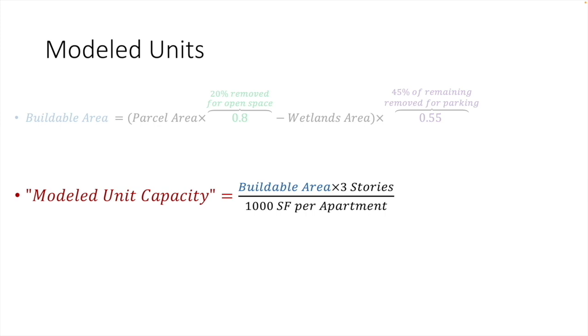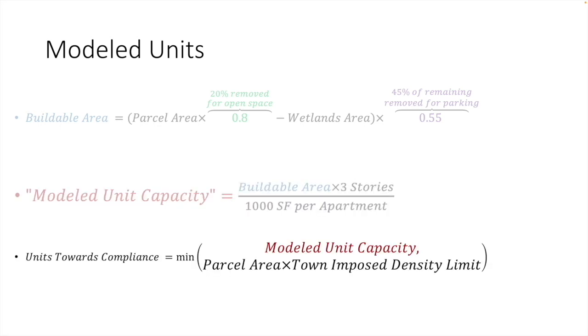The compliance model then compares the modeled units with the town-imposed restrictions on the density. For example, if the proposal restricted density to 20 units per acre, then no more than 40 units could be built on a 2-acre plot. The number of units that count towards compliance is the minimum of these two measures, that is, of the modeled units and the units according to the town-imposed density restrictions.